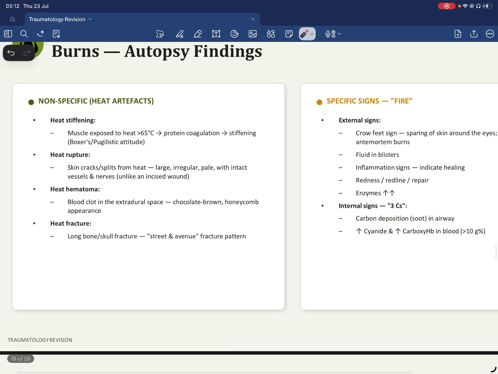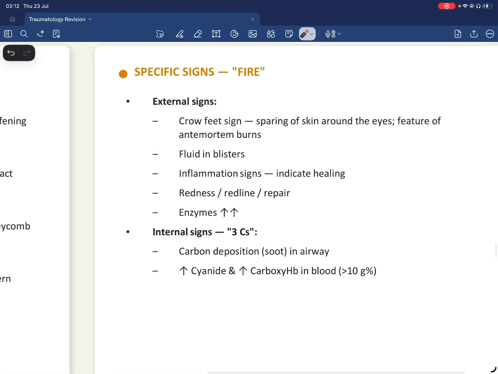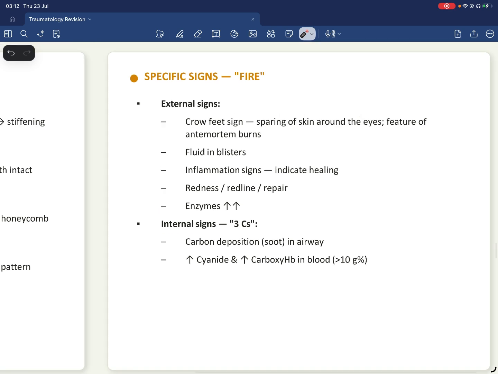Heat hematoma is a blood clot in the extradural space. Here there is chocolate brown appearance of the blood and honeycomb appearance. Heat fracture is long bone fracture or skull fracture, also seen as street and avenue fracture pattern. Specific signs can be remembered by the mnemonic FIRE, which is fluid in blisters, inflammation, redness, and increase in enzymes. And crow feet sign is sparing of skin around the eyes, a feature of antemortem burns, due to closing of the eyes leading to wrinkling of the face skin.